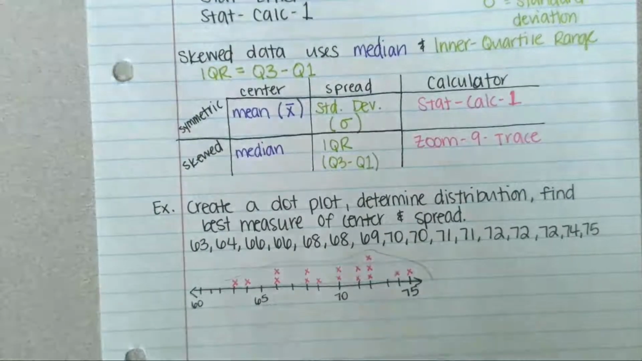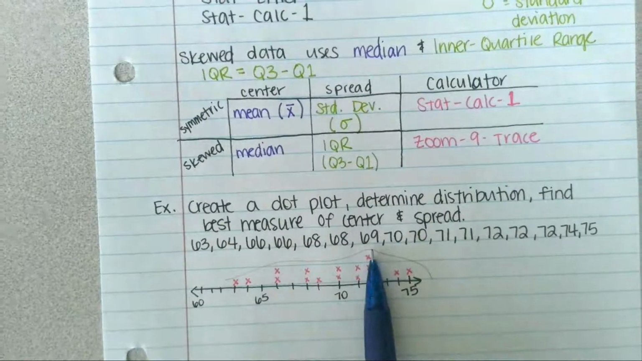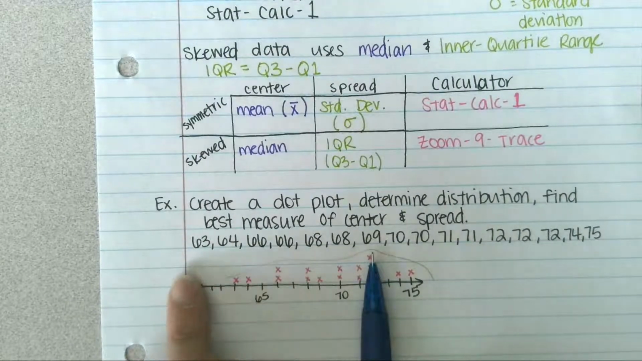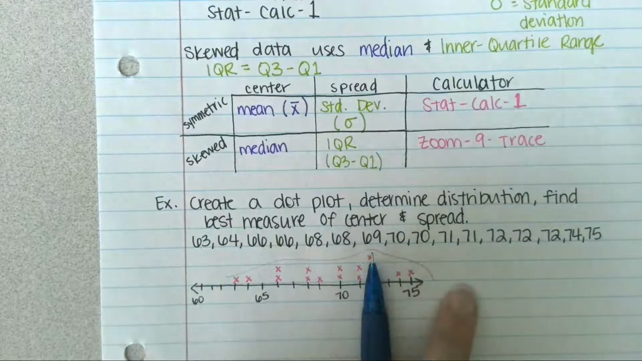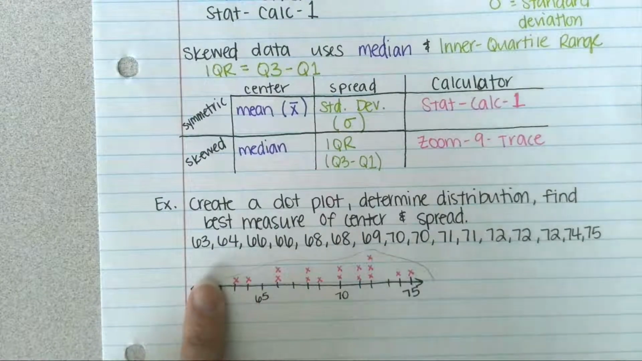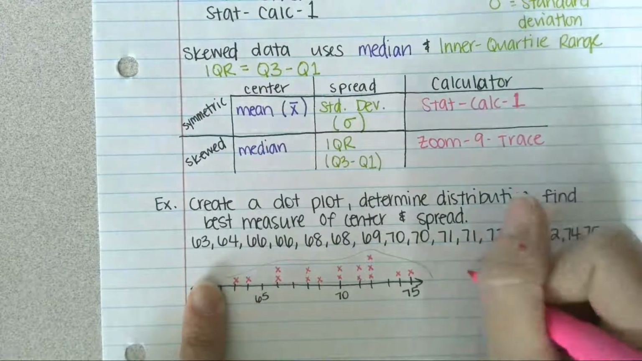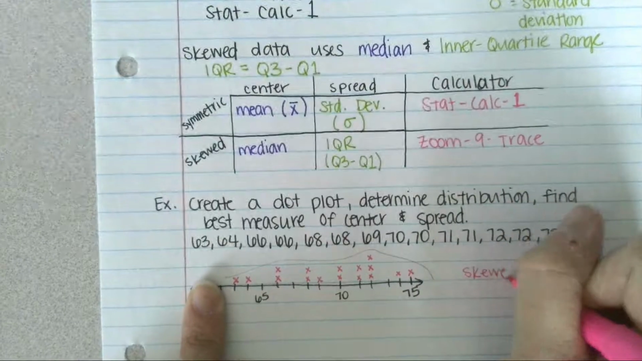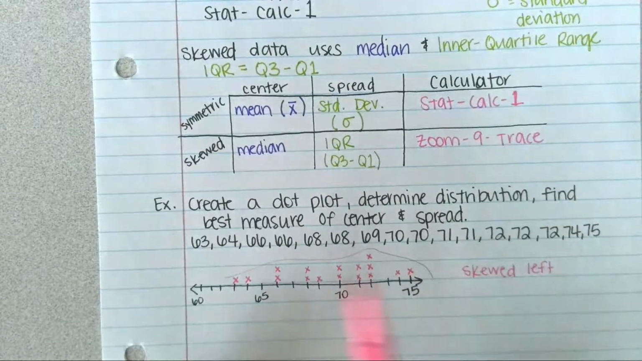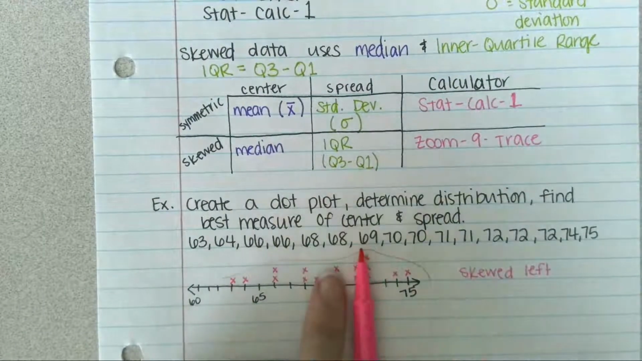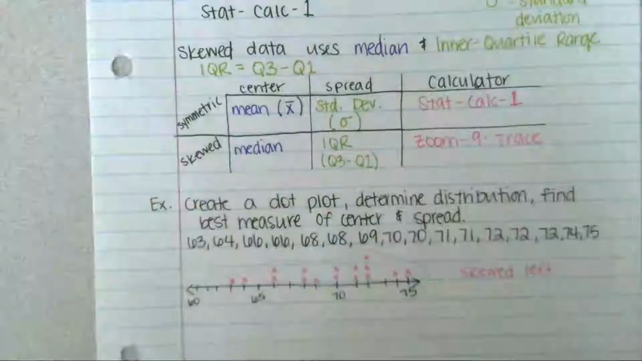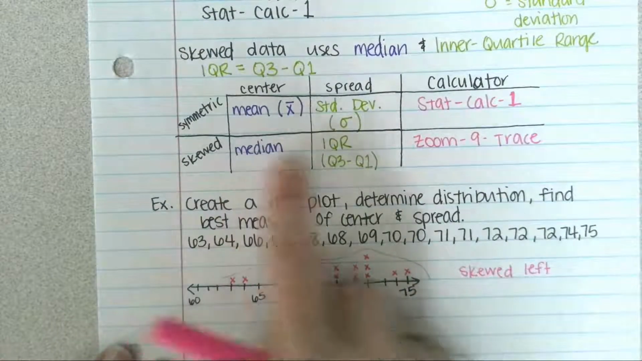I can see that my highest point is right here, and that's at 72. And then there are more values to the left than there are to the right of that high point. So that means my tail is going to be over here, which tells me that for this data set, it is skewed to the left because we have a tail to the left. Or the other way to think about it is from our highest point, there are more data points to the left. So that makes it skewed left. When we are dealing with skewed data, that means I want my median and my interquartile range.